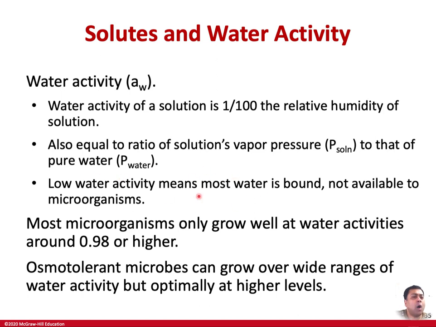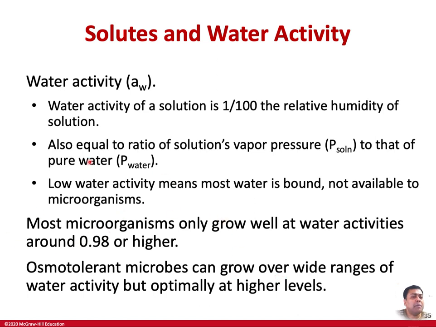Low water activity means that most of the water is bound, not available to the microorganism. And most organisms only grow well at water activities around, say, 0.98 or higher. On the other hand, the osmotolerant microbes can grow over wide ranges of water activity, but optimally at higher levels.